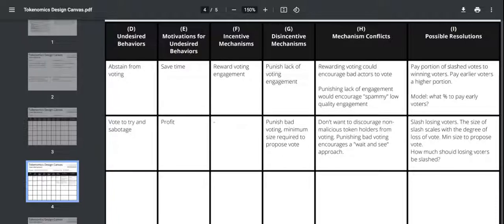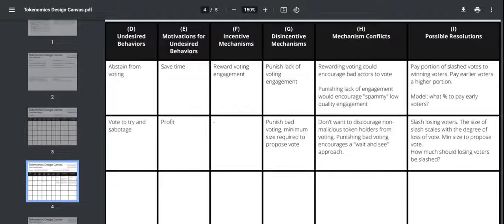So if the vote is 90 to 10 and you're in the 10, you get slashed more than if the vote is 60 to 40 and you're in the 40. In fact, maybe you don't get slashed at all if the vote is as balanced as 60 to 40. Maybe the slash only kicks in when the vote is at least as imbalanced as 80-20, right? Or more imbalanced.